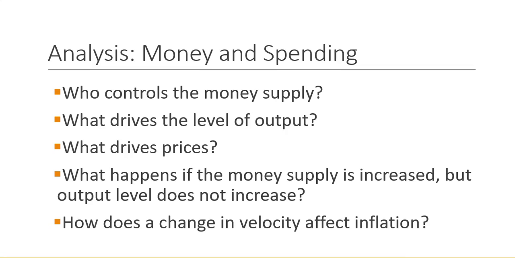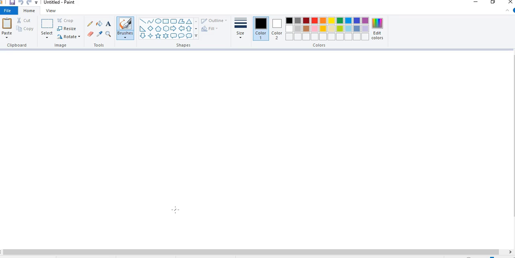Next, what happens if the money supply is increased, but output level does not increase? So of our 4 variables, money increases, output does not increase. Let's take a look at the whiteboard and analyze this scenario. So in our formula, M times V, money times velocity, equals P times Y, price times output. In the scenario we're analyzing, what happens when money supply increases and output does not increase?